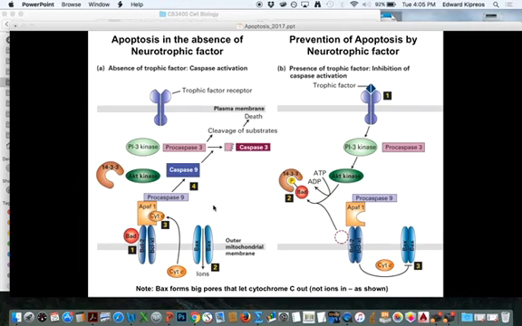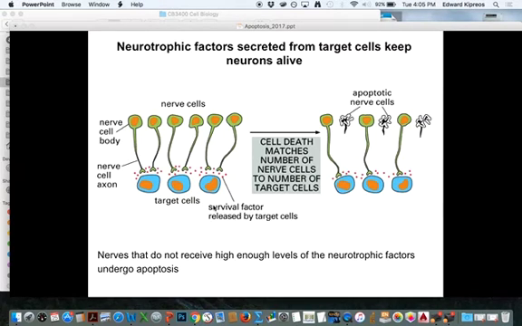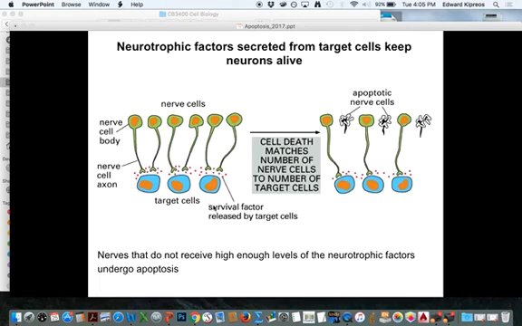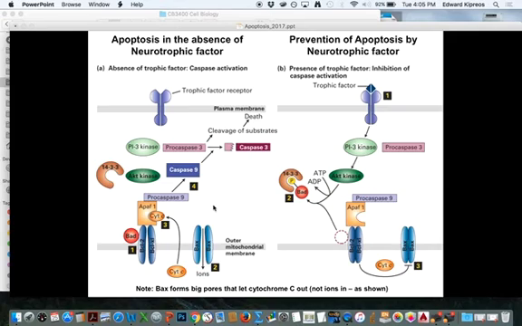So BAD then comes in, and again, just ignore this part of the slide. BAD comes in, and it's going to take the activating pro-apoptotic protein and put it in the membrane. It's going to take the anti-apoptotic protein and put it in the membrane, fully put it in the membrane, and then they're going to fight it out to see whether you get apoptosis or not. Okay, so that's how it works by going to BAD.